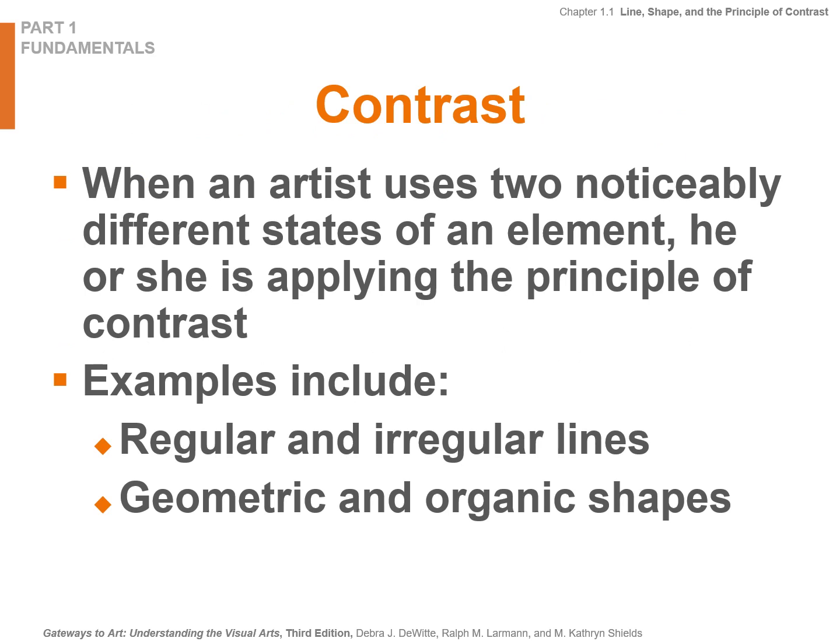Now, as we saw in the painting just moments ago, this idea of using geometric shapes and organic shapes together, this is an idea of contrast. And contrast is when an artist uses two noticeably different states of an element, and he or she is then applying this principle of contrast. Examples would include regular and irregular lines next to each other in an image, geometric and organic shapes, as we just saw.